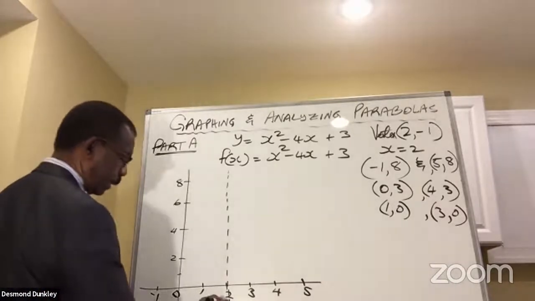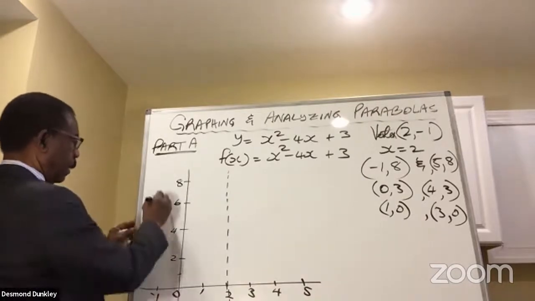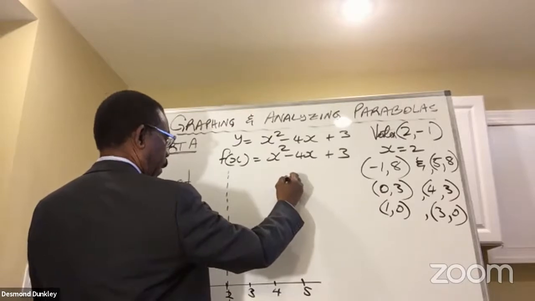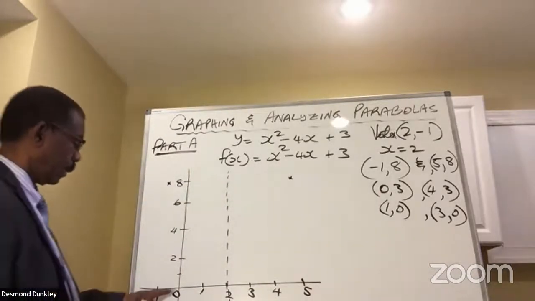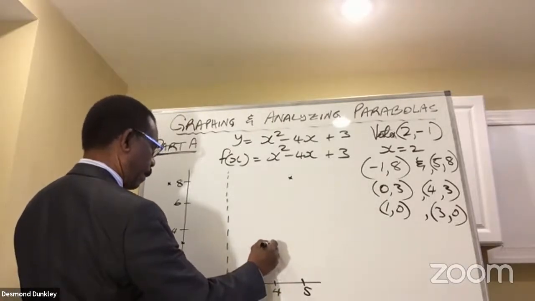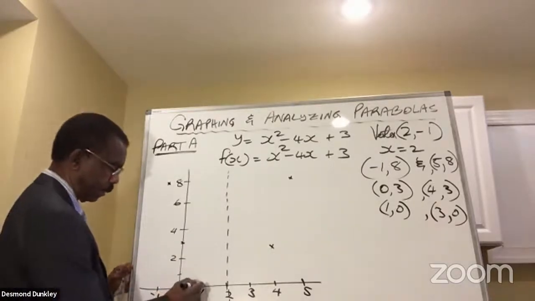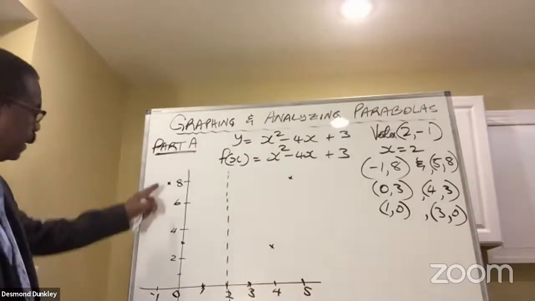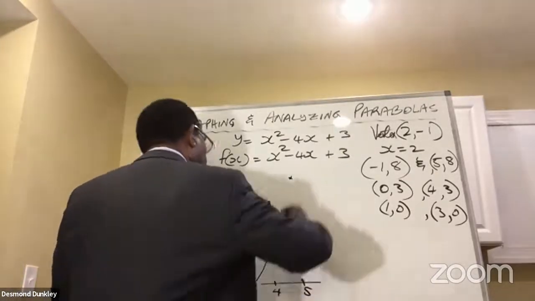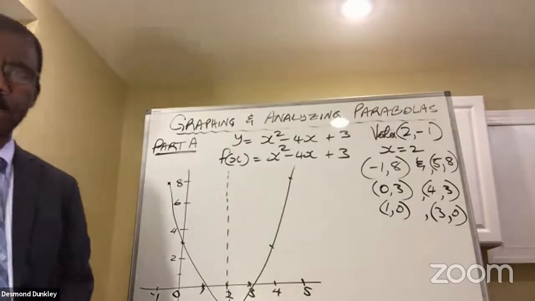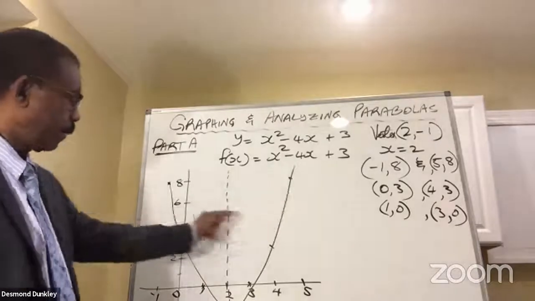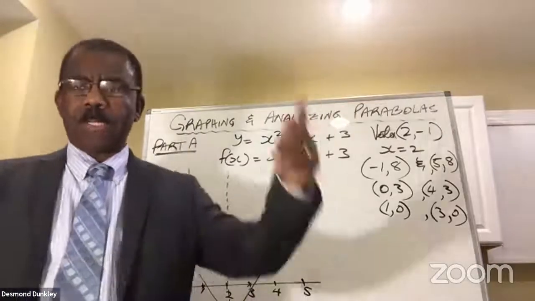Okay, so that's our first point right here. And then we're going to have -1, 8 and 5, 8. And then we have 0, 3 and 4, 3. Then we have 1, 0 and 3, 0. If you see the points, come this way and go this way. So here we go. There it is. Okay? So the vertex is 2, -1, and we have the other 3 points, which give you the symmetry, and then we just connect the points, and that's your sketch.